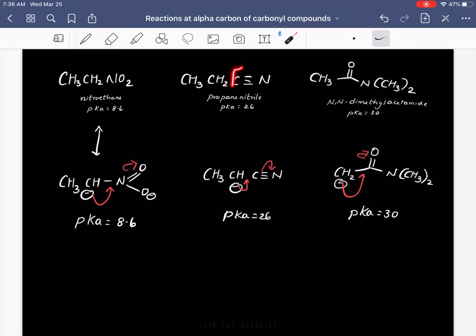And again, here is the functional group and this is your alpha carbon. Once the hydrogen has been abstracted, it's going to form the carbanion. The carbanion is actually stabilized between different resonance structures. And the same thing goes here as well. Once the hydrogen has been abstracted, it is going to form the carbanion, and that carbanion is going to form an enolate-like structure.